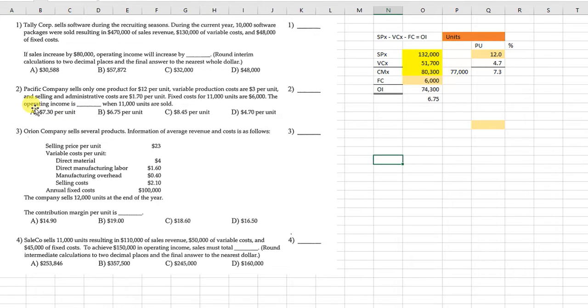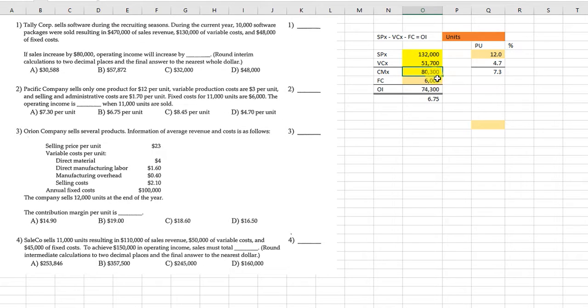The question then says, what is operating income when 11,000 units are sold? So I simply take 11,000 times my $12, and then I simply copy it down. So I want 11,000 times 4.7 and 11,000 times 7.3. So notice that I could have simply started right there because it doesn't ask me what's total sales revenue or total variable cost. It just asks me for this bottom line operating income, or at least I think it does at this point. Okay, and so I could have just taken 11,000 times 7.3 and started right there.